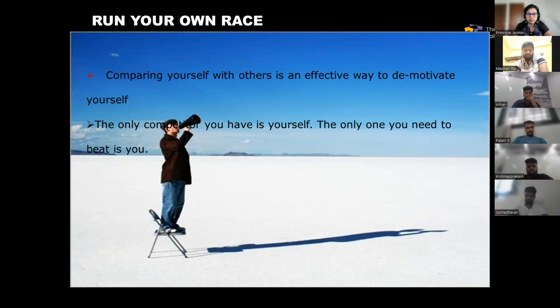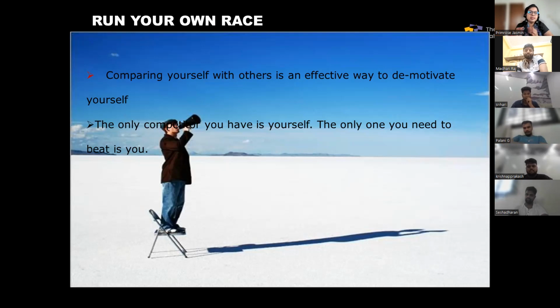Comparing yourself with others is an effective way to demotivate yourself. All right. So comparing yourself with others is an effective way to demotivate yourself. We are learning about self motivation, but I'm also contradicting my own point and telling you what can demotivate you. Because sometimes we should know what the don'ts are, right?